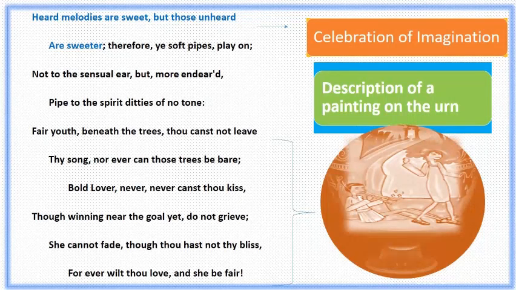Towards the end of this stanza, the speaker continues the appreciation of art, suggesting it as the world of eternity and immortality. He advises the lover to keep on playing the pipe. Though he is near the maiden, he cannot kiss her, but the speaker advises him not to feel sad, as she is beautiful forever. The phrases like, trees can never be bare, she cannot fade, hint at the eternity of art.